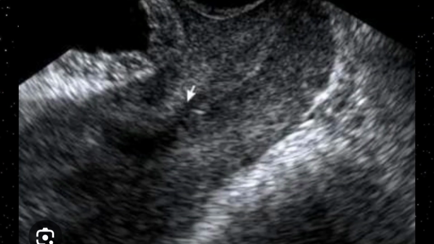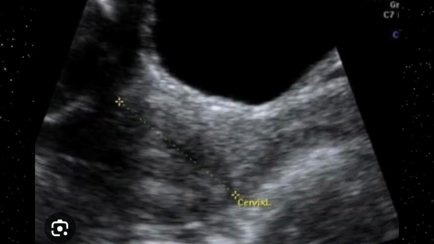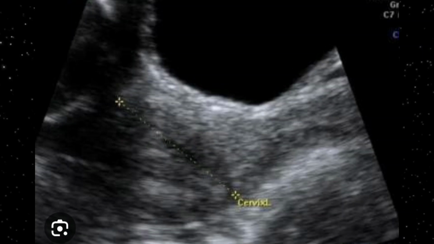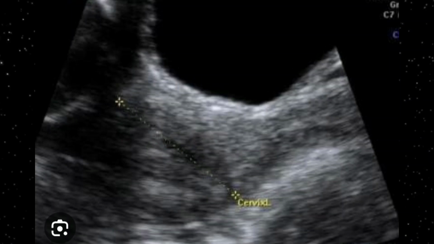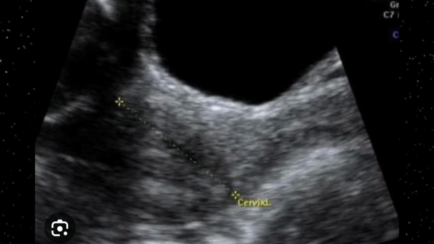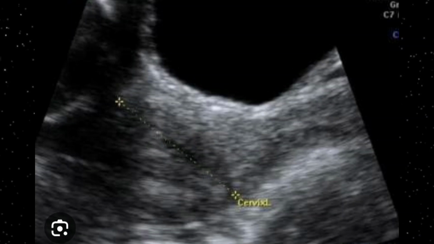But if it is being ignored, the membrane is bulging towards the internal os and endocervical canal, and it is likely that all the contents of the conception may be expelled and the abortion ensues. On this ultrasound image, you can appreciate cervical length. Cervical length is reduced to less than 4 centimeters. So this is a case of cervical incompetence.